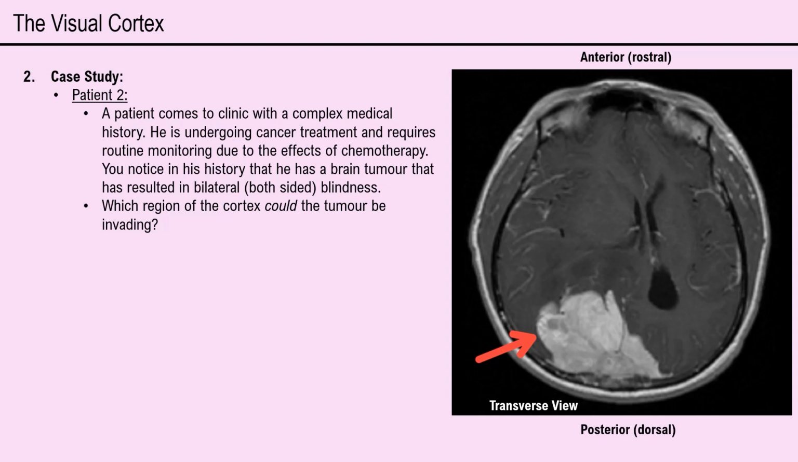We also need to bear in mind that CTs are read from the feet end of the body. So here we have our left and right in place. This large red arrow is pointing to an abnormality. It's pointing to the patient's tumour. Given what we can work out from the orientation, which region of the cortex is damaged? This is the occipital lobe.